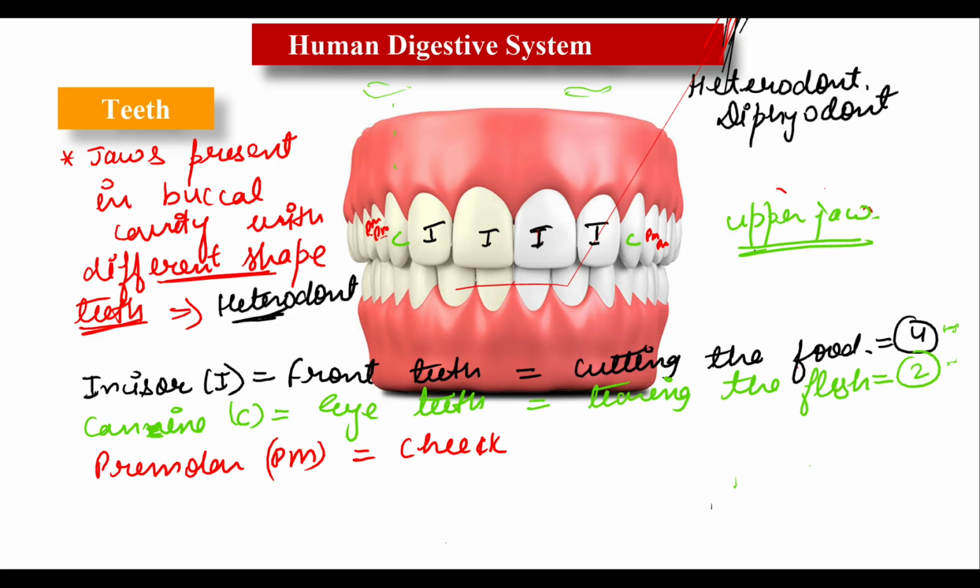So how many premolars are present here? There are 4 premolars. Now what is their function? These are for grinding the food.